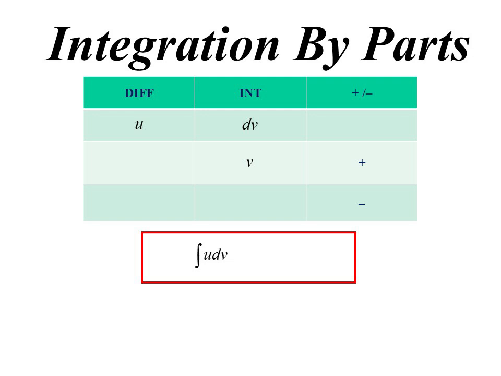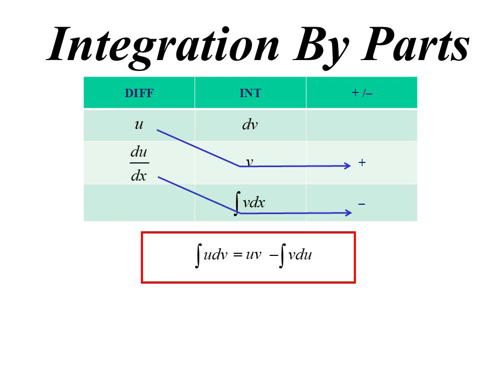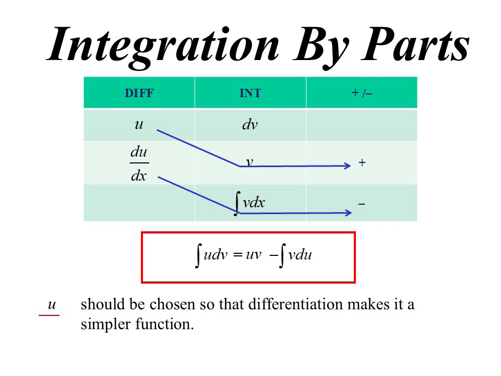If I integrate the dv, I get v, so uv, and then if I differentiate, I get du/dx. Integrate again in this column, I'd now get the integral of v dx, and I go minus along there. This is the idea, the pattern you form, that sort of hook, if you like. And again, remember you choose u so the differentiation makes it simpler, and dv obviously something you can actually integrate.